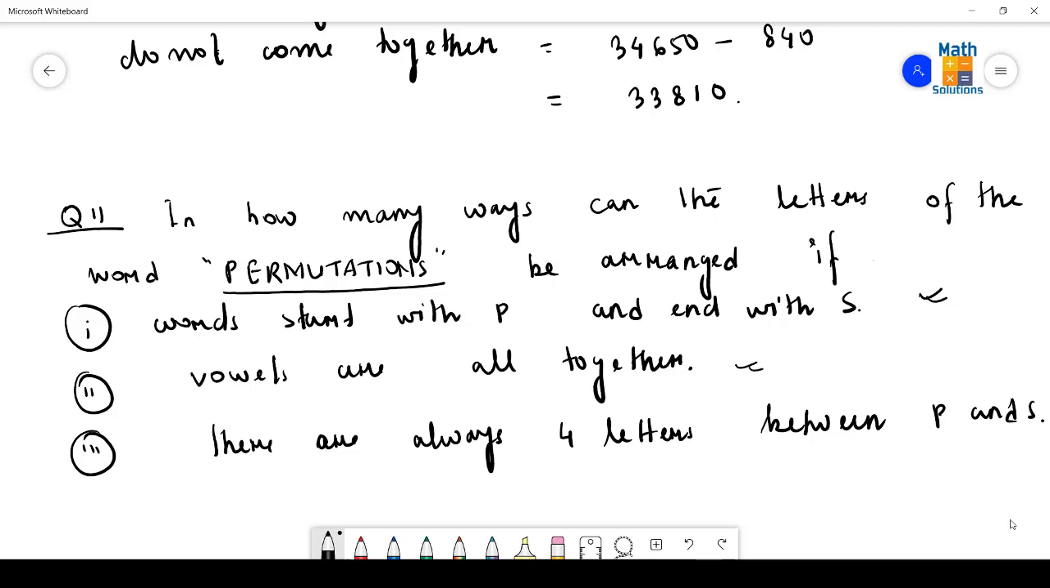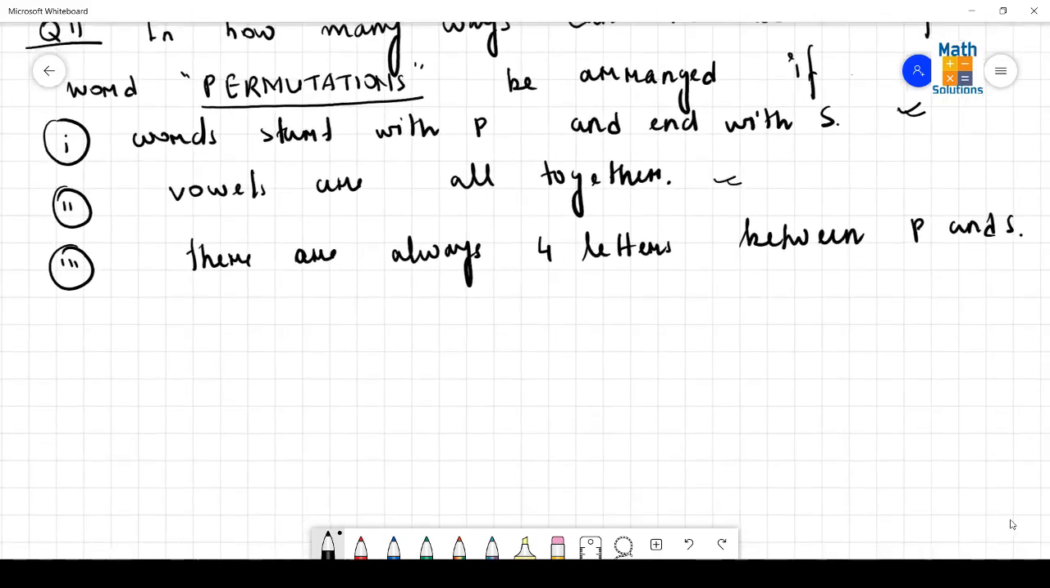Then again in the second question, what is said? All the vowels of this word should come together. In that case, how many such permutations we shall be getting, that we have to find out. And in the third case, there are always 4 letters between P and S, meaning whatever the positions for P and S we get in this word, we must be very sure that there should always be 4 letters in between P and S. So let's come to the solution part here.